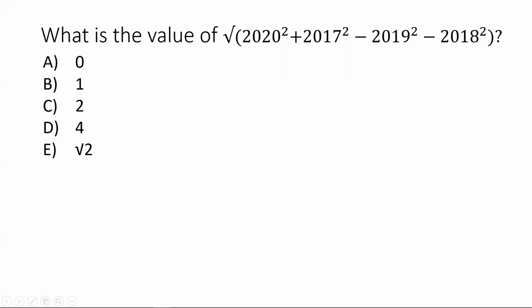What is the value of the square root of, and under the square root we have 2020 squared plus 2017 squared minus 2019 squared minus 2018 squared. And we're given 5 options in order to choose the correct answer.